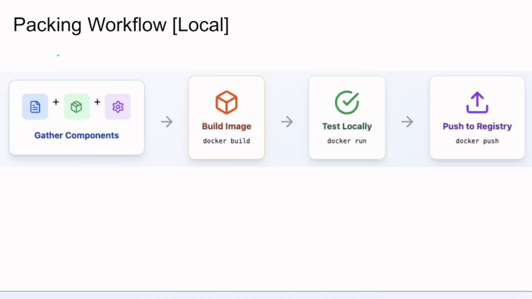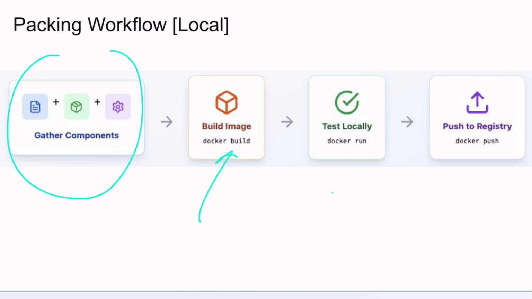Now let's look at the actual process of building a container image. So step 1 is to gather all your components: your application code, your dependencies, environment settings, entry point configurations. Gather all those and build your Dockerfile. With a Dockerfile, you specify how to assemble everything into a working image. After that, you build the image with the docker build command. This creates your packaged application.